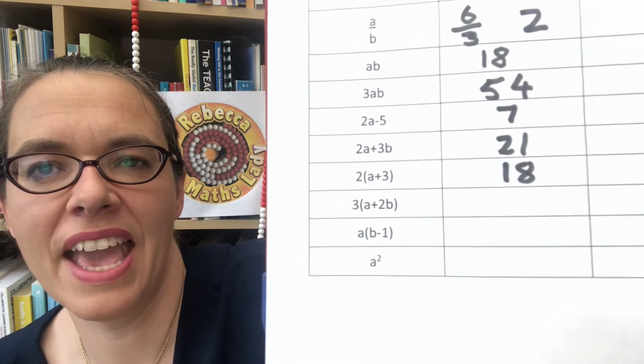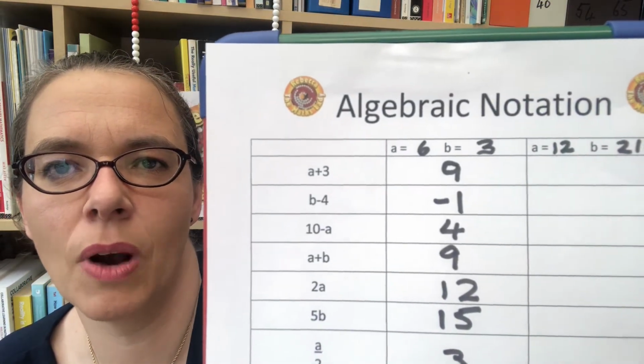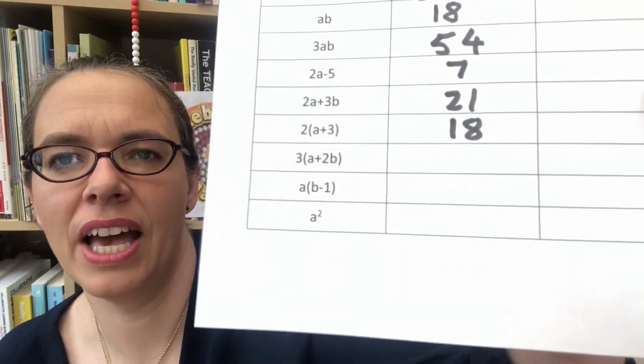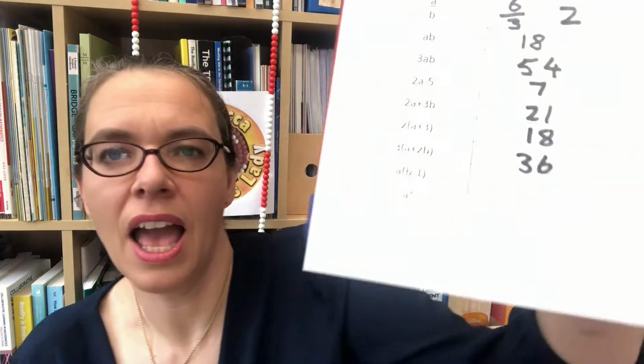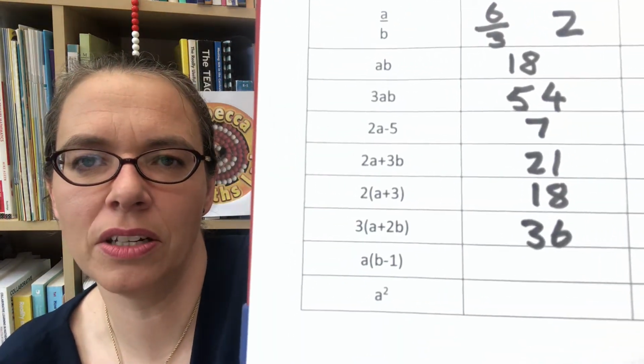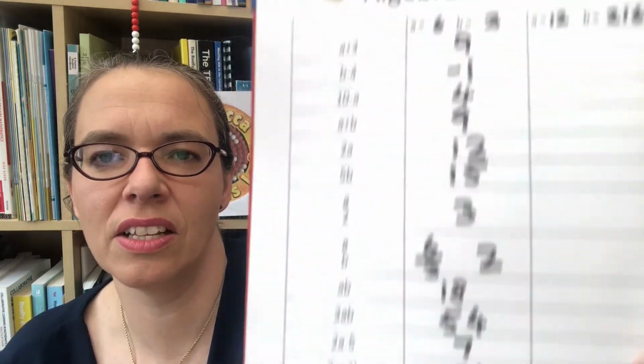3 lots of A add 2B. Well, A add 2B is going to be 12, so 3 lots of that is going to be 36. A lots of B subtract 1. Well, B subtract 1 is 2, and we want 6 lots of that, so that's going to be 12.